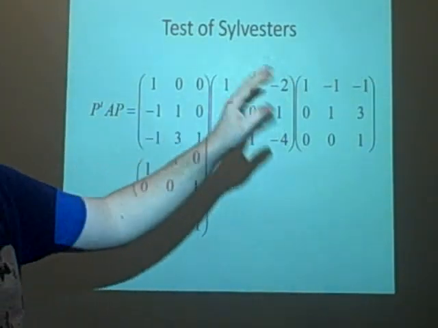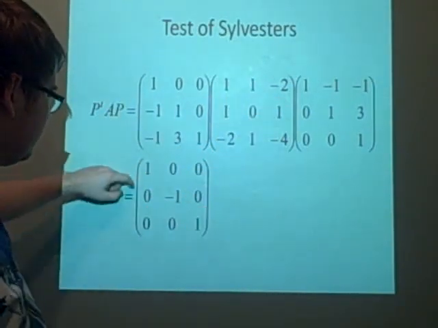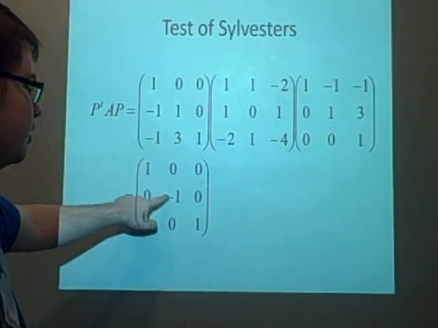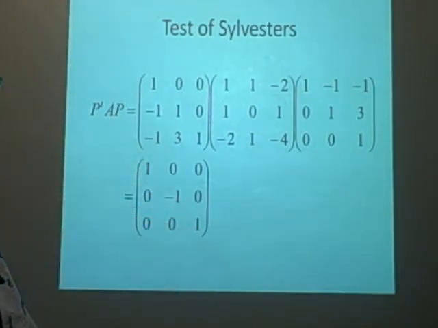And if we multiply that out, then we get this matrix here, which has the diagonals 1, minus 1, and 1, which is what we said at the beginning, that it will only have 1s, minus 1s, or 0s on the diagonal.